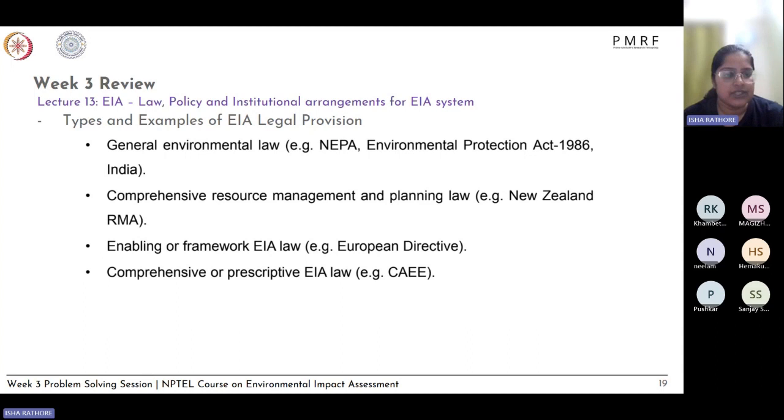Then enabling or framework EIA law is like the European directive, and comprehensive or prescriptive EIA law is like the CEAA. You can refer back to the slide where this was discussed, and Harshit Ma'am explains what these laws mean in much greater detail. We will also look at a few of these laws and frameworks further in the subsequent weeks.